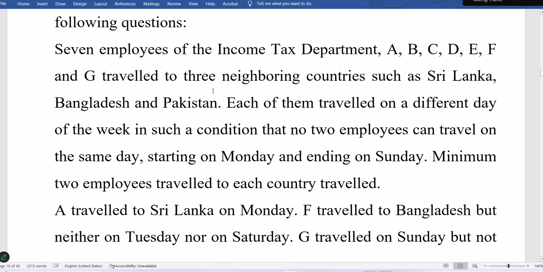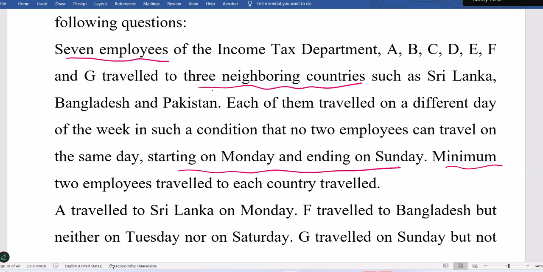In such a condition, no 2 employees can travel on the same day. So 7 employees, 7 days, and only 3 countries available. So minimum 2 employees travel to each country. Sri Lanka 2 minimum, Bangladesh 2 minimum, Pakistan 2 minimum.